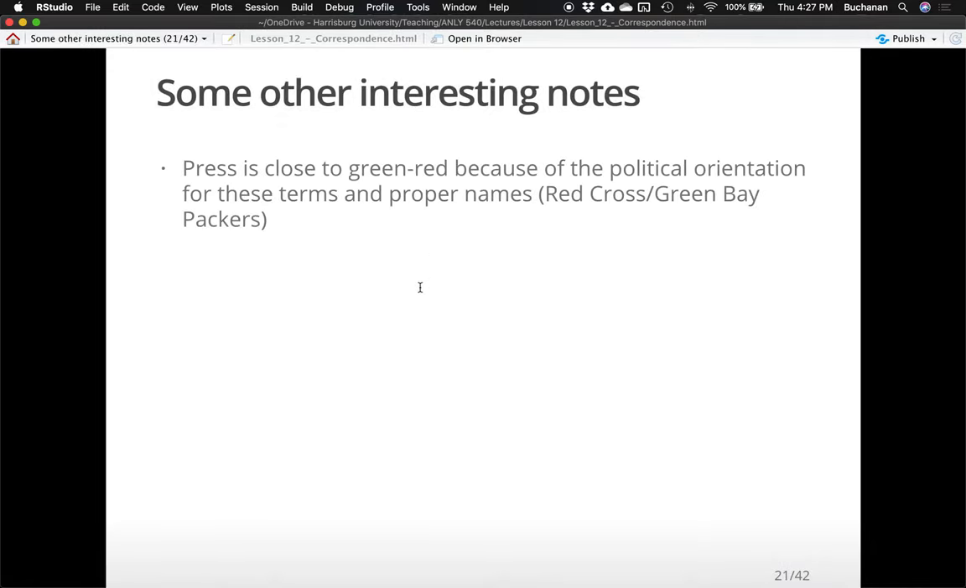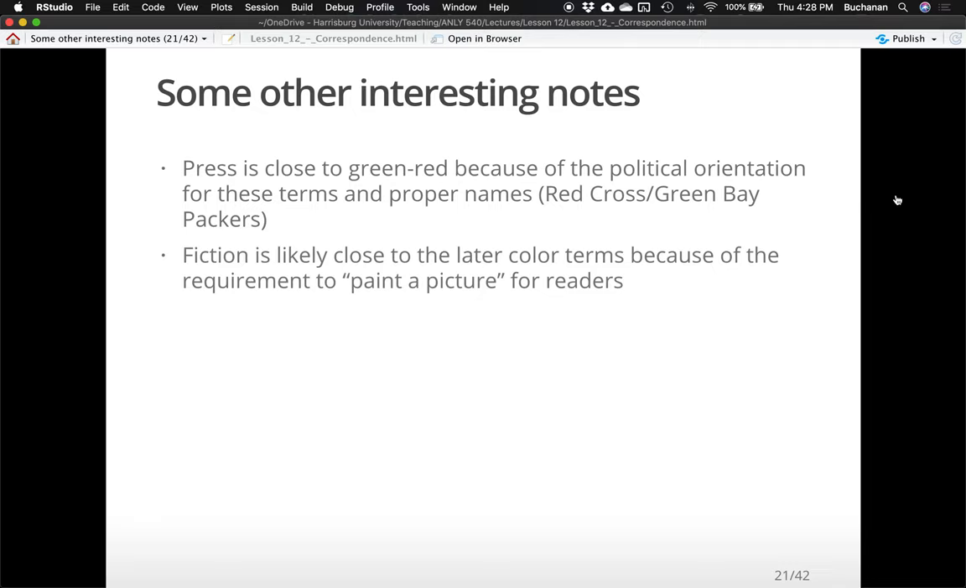And the reason that press is close to red and green is partially due to culture. So we've talked a little bit this semester about how you can't separate language and culture, and here's a good example of that. So there are proper names for certain things like the Red Cross and the Green Bay Packers that occur in press. And that tends to be what is biasing some of these results. So now, if we looked at American press in the last 5 years, you might see that Black even shifts more towards press because of things like Black Lives Matter. Okay. So again, this is a good example of how culture and language don't necessarily come apart, and these analyses can elucidate those things for us.